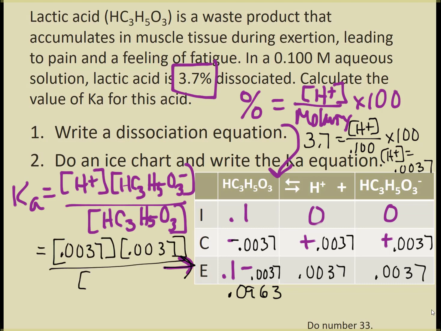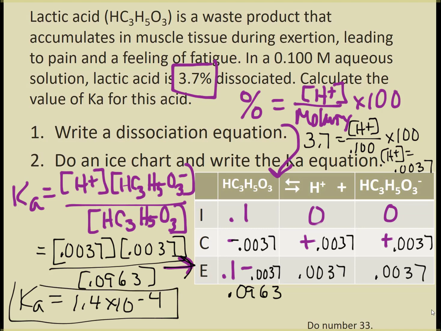So my final answer, I get 1.4 times 10 to the minus 4 as my Ka. Remember, there's no units. So a few things to notice about acid equilibria. If we're given the percent dissociation, we can use it to solve for that hydrogen ion concentration.